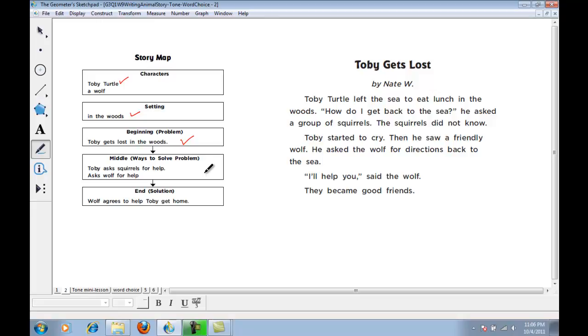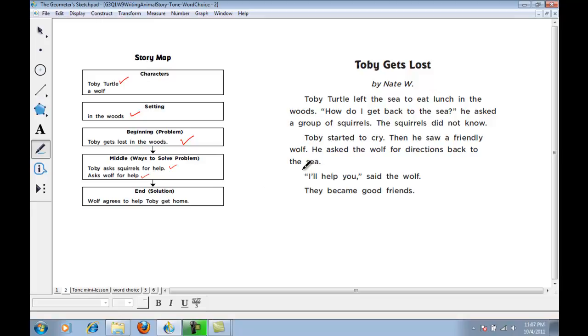In the middle, we'll see the ways that Toby tried to solve his problem. How do I get back to the sea? He asked a group of squirrels. The squirrels did not know. So that's Toby asking the squirrels for help. Toby started to cry. Then he saw a friendly wolf. He asked the wolf for directions back to the sea. There's another way he tried to solve his problem. And all of this is included in the middle of the story.